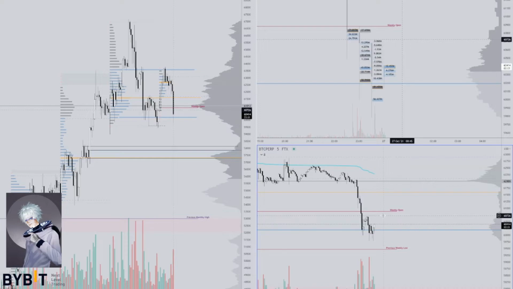How is this trade developing? So yeah, this is probably a pretty good area to take a scalp long where I'd be looking for. So let's go ahead and do that.